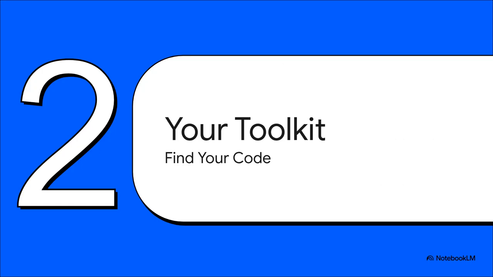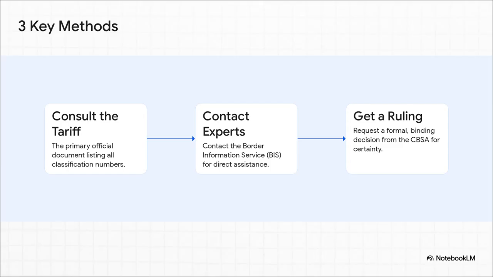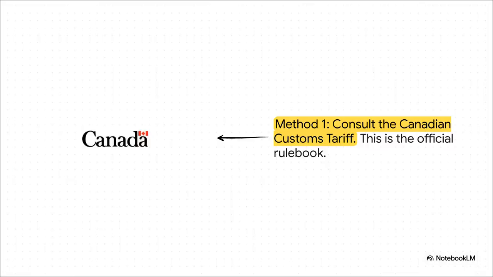Okay, so you know what the number is and why it matters. But how in the world do you actually find the right one for your product? The good news is you're not just thrown into the deep end. You've got a toolkit with 3 solid ways to get this done. You can basically choose your own adventure here. You can do the deep dive research yourself, you can call in for some expert help, or you can go for the gold standard and get a formal, legally binding decision. Let's break them down.